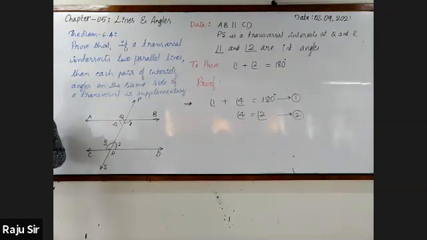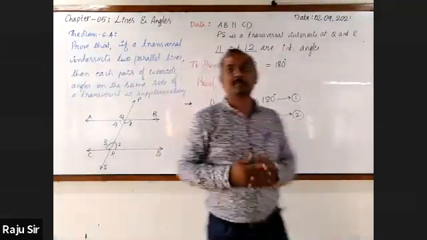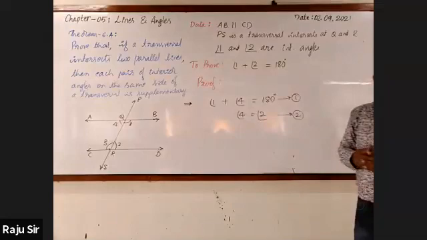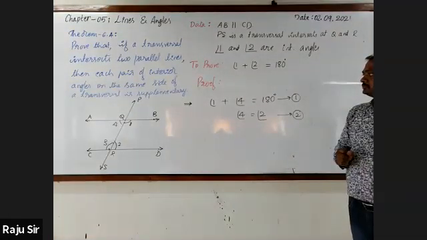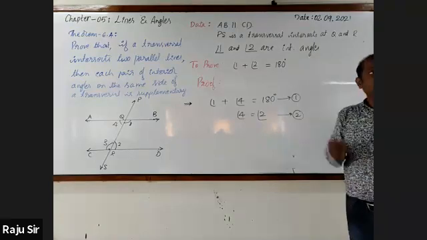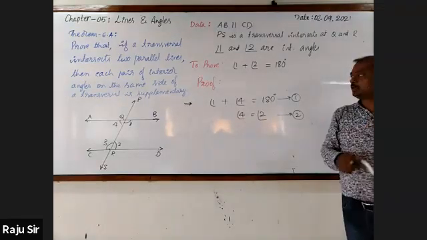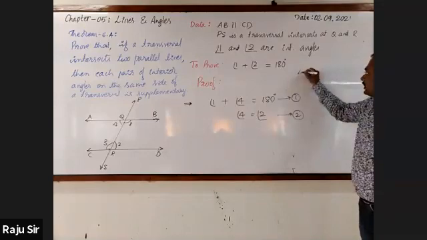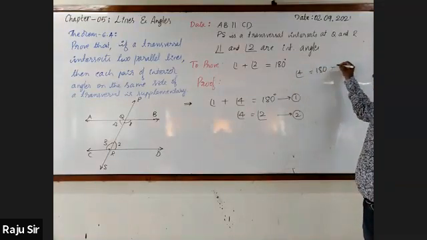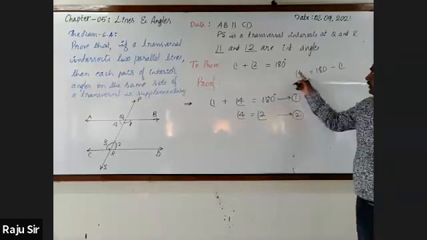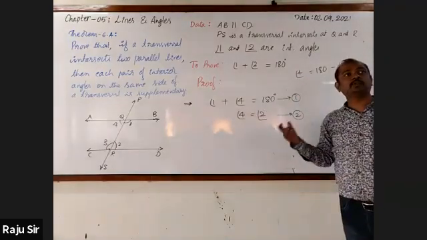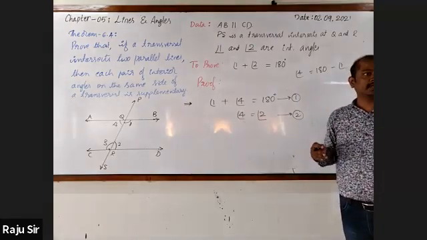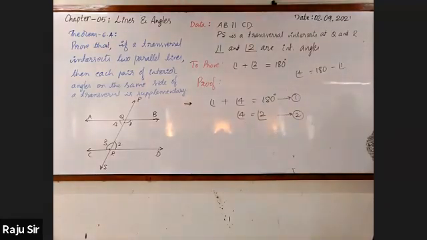From 1 and 2 and Euclid's axiom, you have to transfer angle 1 to the right hand side. Angle 4 is equal to 180 minus angle 1. Angle 2 is equal to 180 minus angle 1. Then both are equal, and you can go for using Euclid's axiom. Other than that, anything?